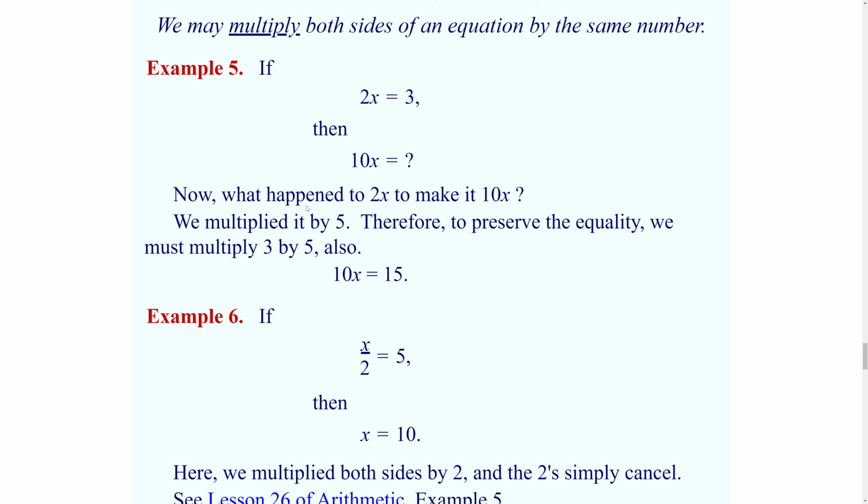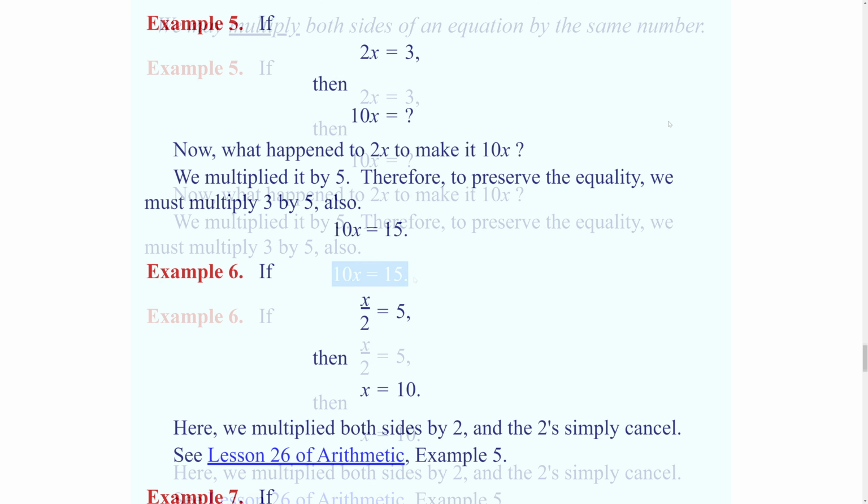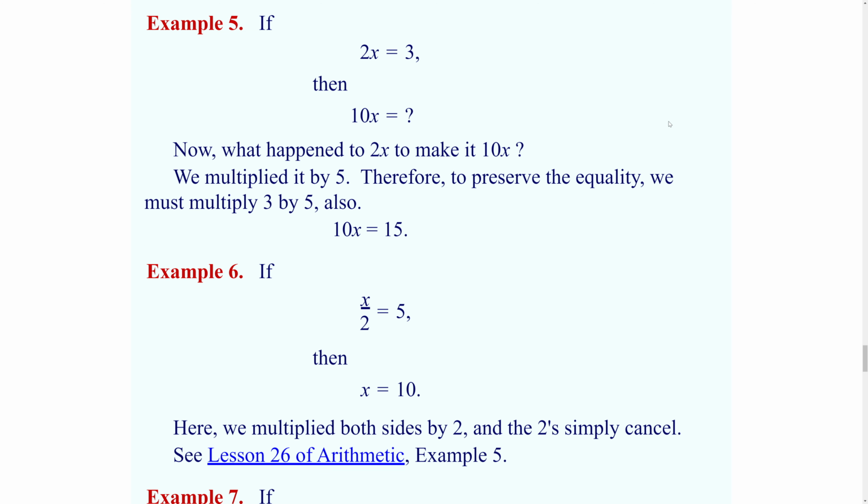So it says, now what happened to 2x to make it 10x? So how did we get to 10x? We multiplied it by 5. Therefore, to preserve the equality, we must multiply 3 by 5 also. Otherwise, we have changed the equation. So 10x equals 15. And in example 6, we have x over 2 equals 5.